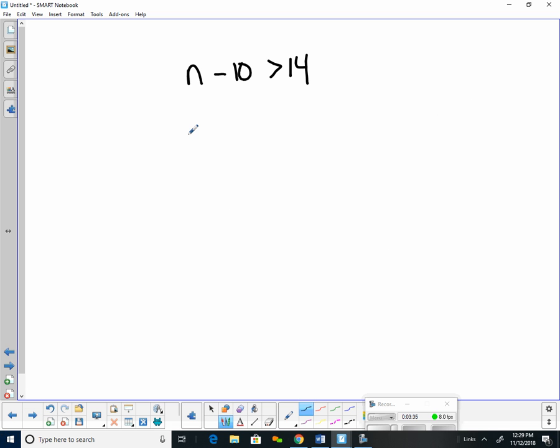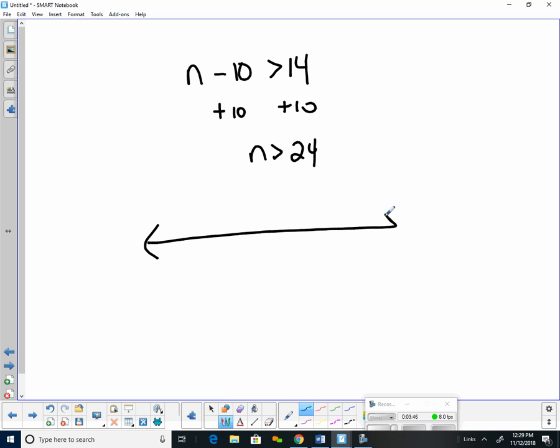Okay, let's look at this one. We have n minus 10. So to get rid of the subtract 10, we're going to add 10. So n is greater than 24. If I draw my number line, 24 is going to be my number in the middle. I'm going to go 2 above, 2 below. I'm going to circle my 24. It's going to be open because it's not containing 24. And n is greater, so all the numbers greater than 24 are going to be past that. I'm going to shade all the way to the arrow and shade in my arrow.